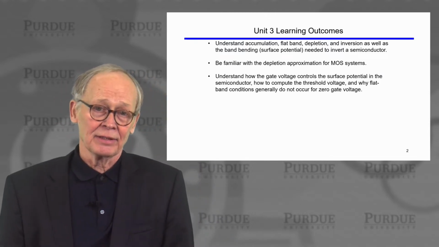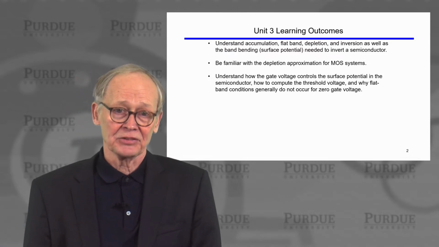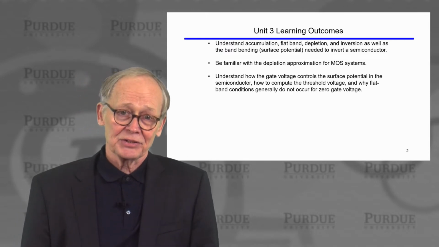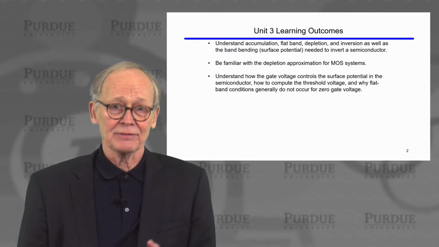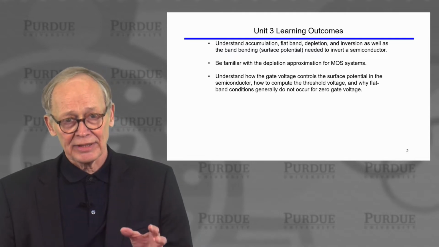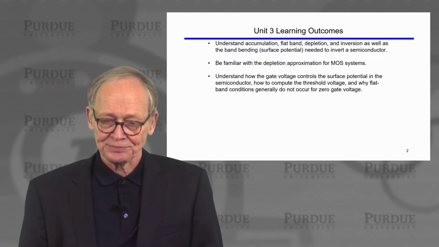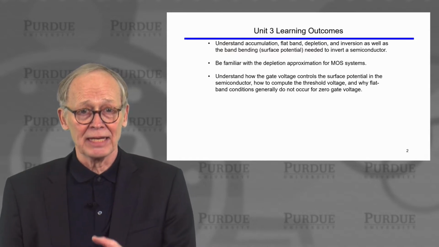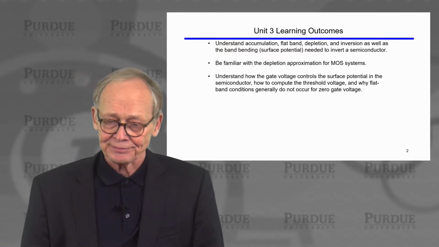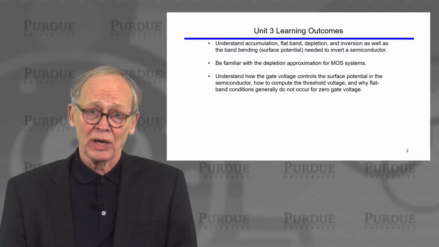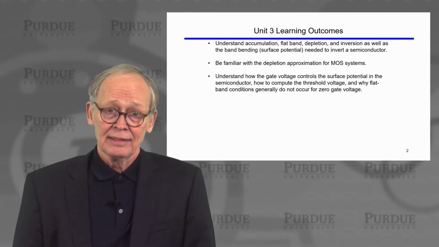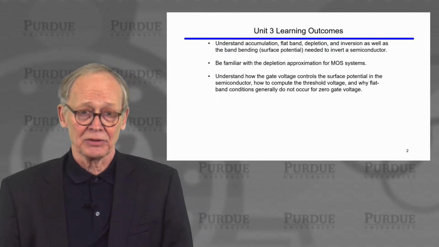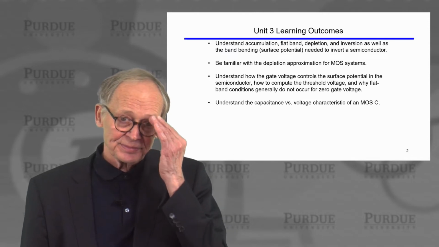Now, everything in the semiconductor depends on the band bending in the semiconductor and can be related to the surface potential. But the surface potential is controlled by the gate voltage. So we talked about how the gate voltage controls the surface potential. We talked about how to compute the gate voltage that gives us 2 psi B of band bending. That's the threshold voltage. We also talked about why flatband conditions generally don't occur when you apply 0 volts to the gate. That's because of a metal semiconductor work function difference.